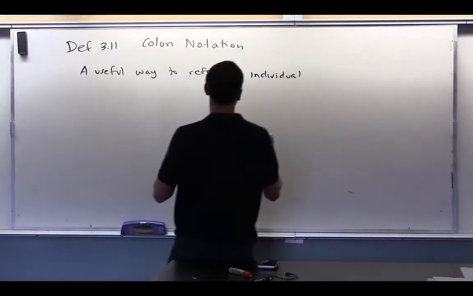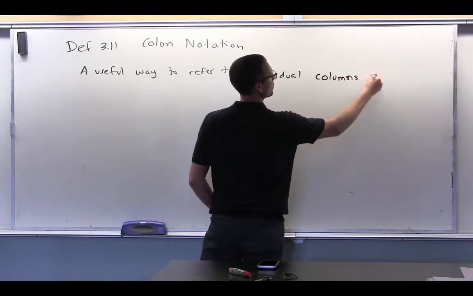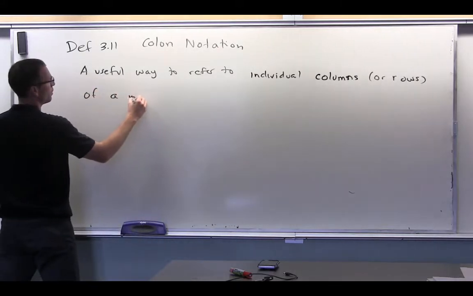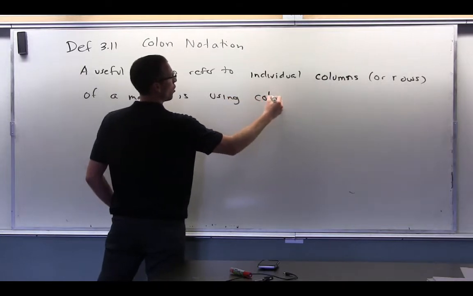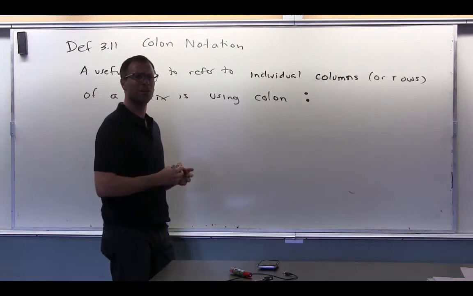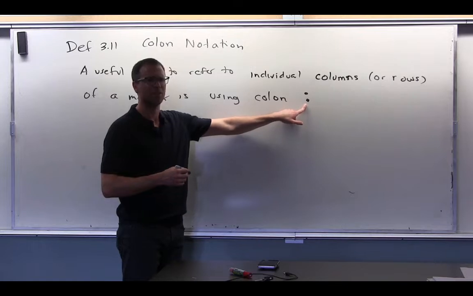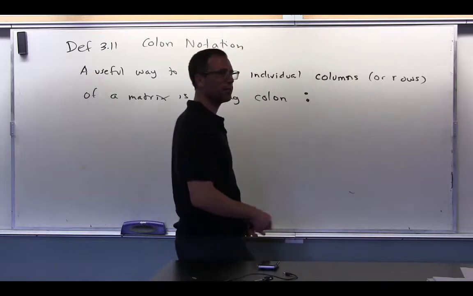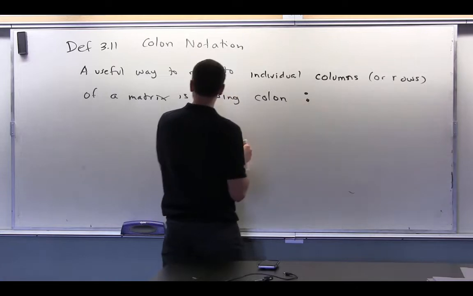A useful way to refer to individual columns or rows of a matrix is using the colon. Would you call that English grammar? Is that symbol from the field of English grammar? Grammar, right? Yeah, that comes from grammar, and in this case we're going to abuse that thing.